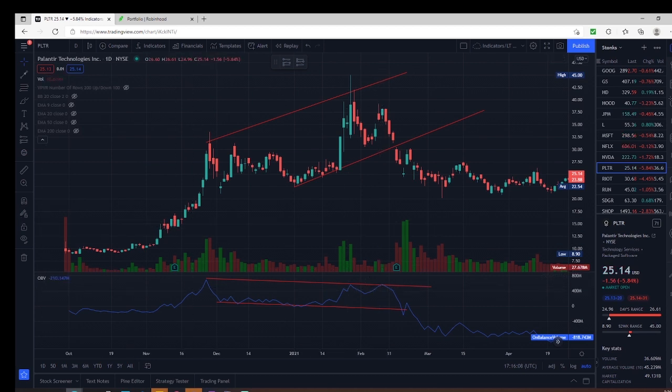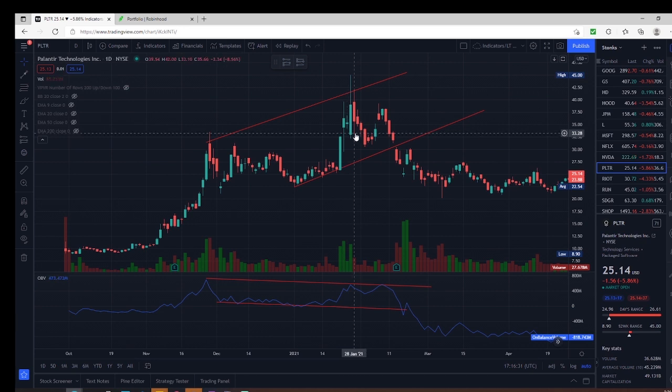So that would be an indication that retail money might be behind this move to the upside, since the down day volume has been larger than the up day volume between all these peaks. So these are the types of charts or the types of divergences that I look to see on charts that makes OBV a very useful tool.